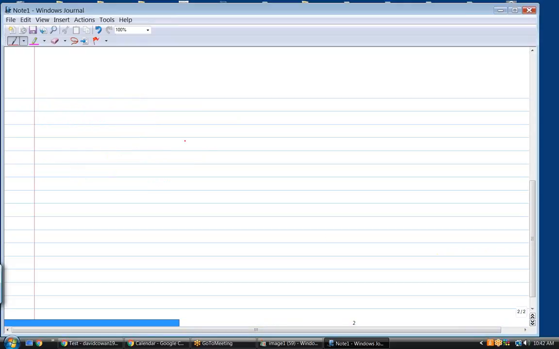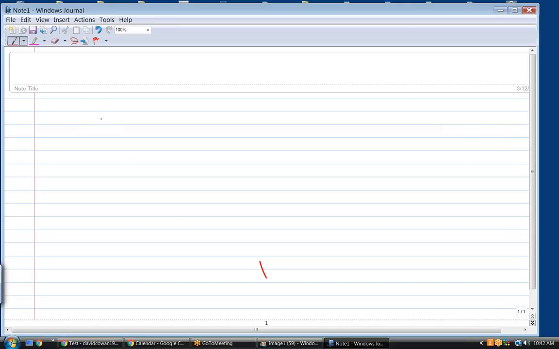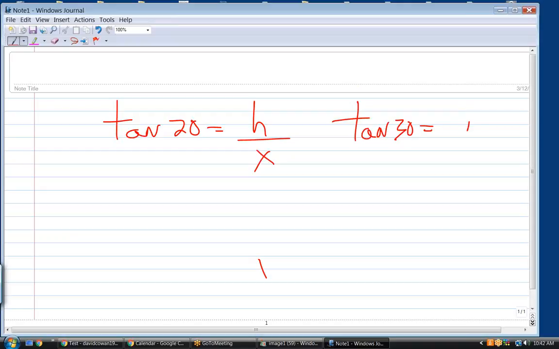All of a sudden my thing stopped writing. Hold on. Let me open it and close it. So we had the tangent of 20 equals h over x, and we had the tangent of 30 equals h over 100... 100 minus x or x minus 100? It's x minus 100. Yeah, it's x minus 100.